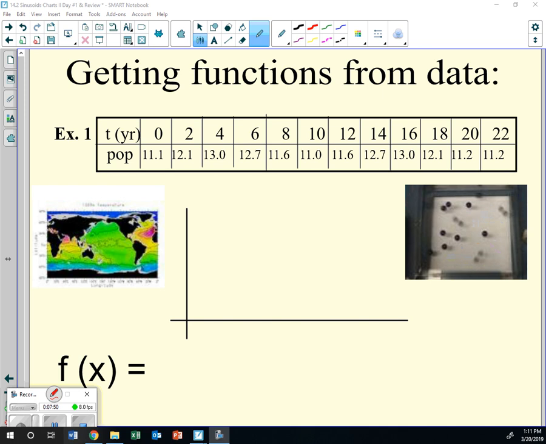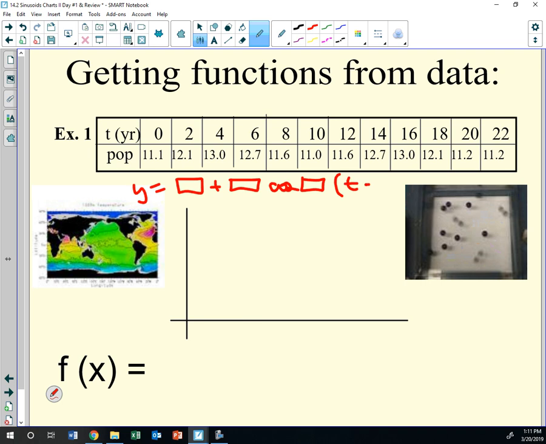Sometimes we're going to take data and make an equation from it. Y equal to D plus A cosine B T minus C. So we're going to do this. Here's D. Pick what's the highest value of, this is a rabbit population in years. What's the biggest one you see? Yeah, and here's the first one. So at 13, we're at year 4.